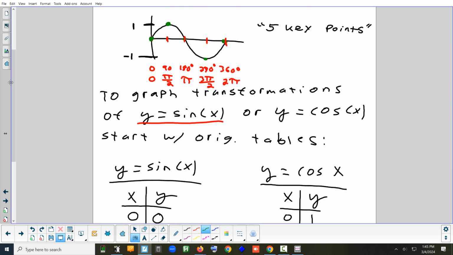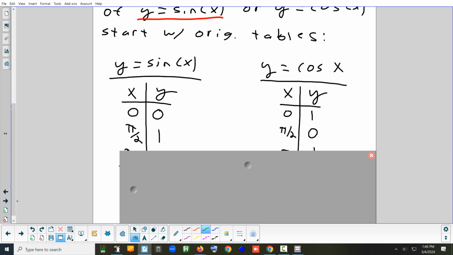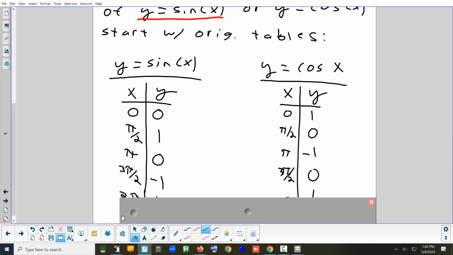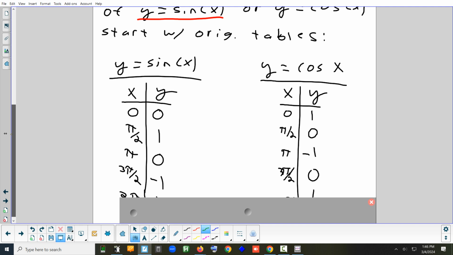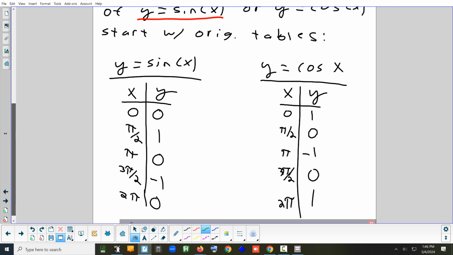How about the green dot that's right here? Pi, 0. Yep. And then the next one is 3 pi over 2, negative 1. And the last one, this point, is really the first one of the next cycle. So the end of one cycle and the beginning of the next are the same point.